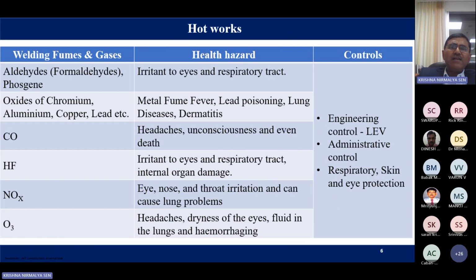And then other processes like welding fumes: you have aldehydes, we have oxides of chromium, CO, fluorides, NOx, and even ozone. For each of these possible health risks, different manifestations will happen to the human body, like irritation to the eyes, metal fume fever, lead poisoning, lung diseases, dermatitis, and so on, including headaches. So again, the control can be looked at in multiple ways. In some places engineering control may not be possible, but then we have to have more awareness, job rotation, deployment of acclimatized people, and of course specific PPEs for that matter.